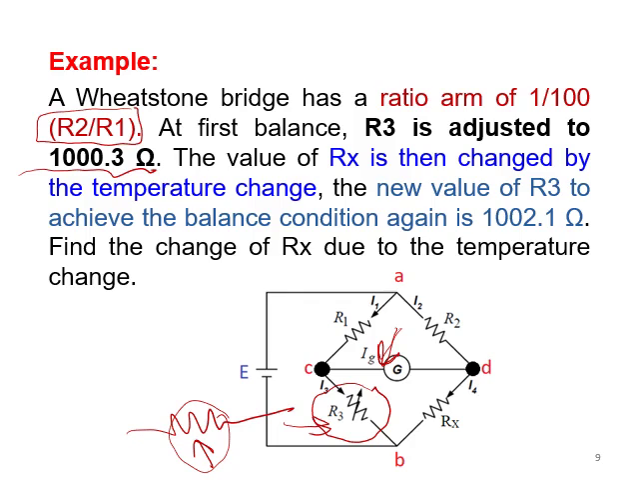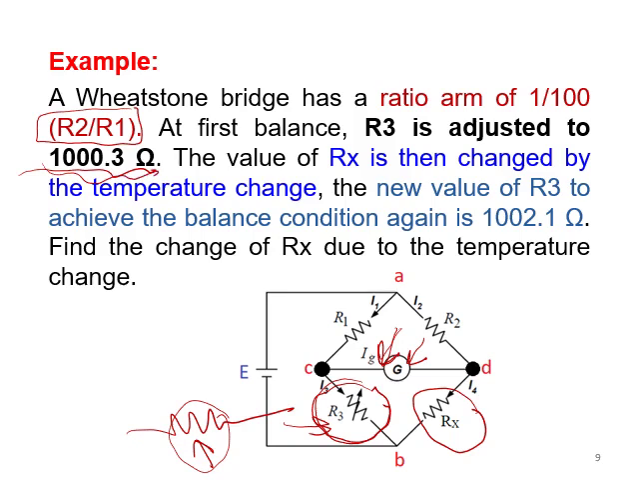Then that's for a certain value of Rx. I don't know what Rx is, so forget about Rx right now. We are just trying to understand what he means here. So I put Rx, I adjust, and I got the value of the current here equal to 0 when the resistor R3 equal to 1000.3.